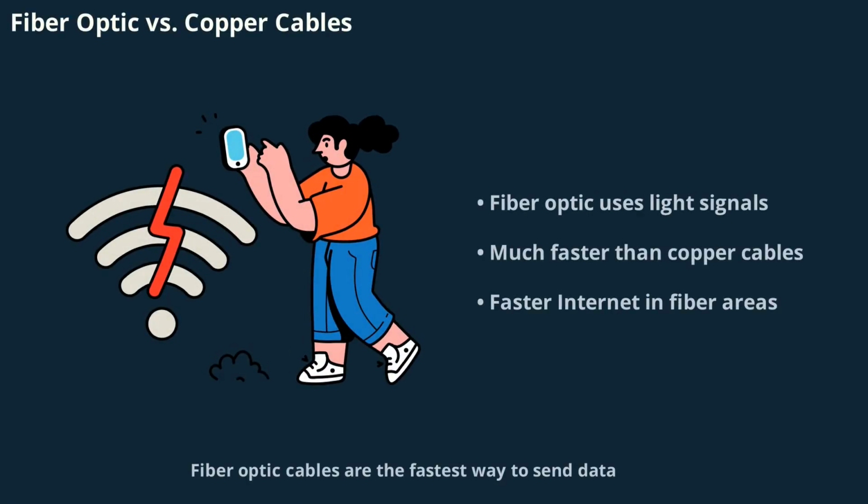Fiber optic cables are the fastest way to send data. They use light signals, which travel almost at the speed of light, making internet connections incredibly fast. In contrast, older copper cables use electrical signals, which are much slower. Think of fiber optic as a bullet train and copper cables as a bicycle. This is why areas with fiber optic connections enjoy much faster internet speeds.